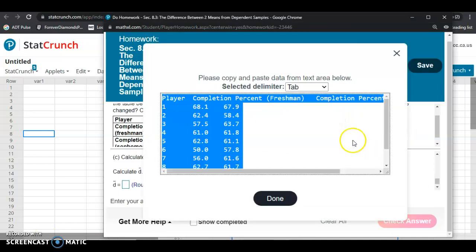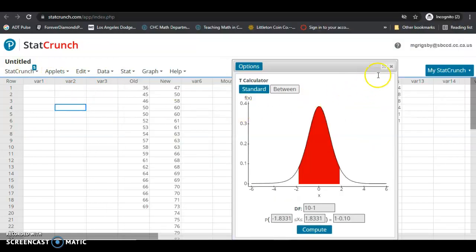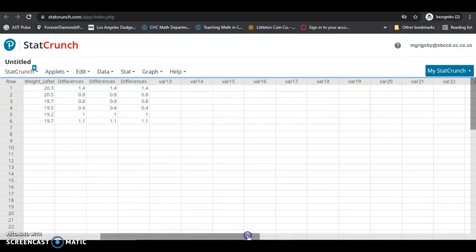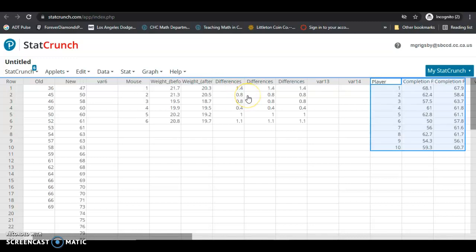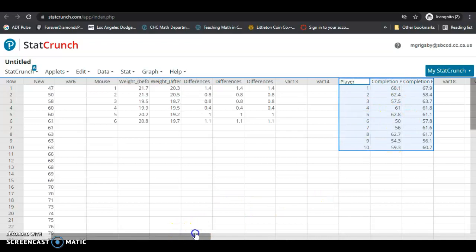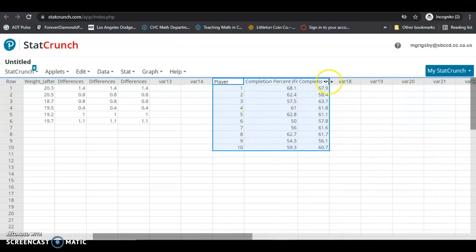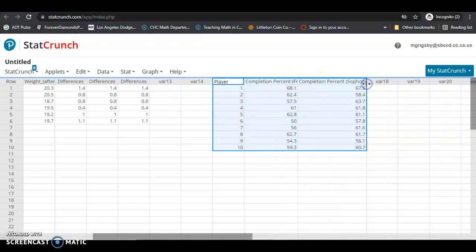Okay, so copy the clipboard. Notice that the titles are present in the data set, so when I copy it in StatCrunch, I'm going to find an empty column, select the very top that contains the title, and then paste the data. The number of the player is in the left column. The pass completion rates when they were freshmen are here, and the pass completion rates when they were sophomores are in the second column. That's how the table was set up.